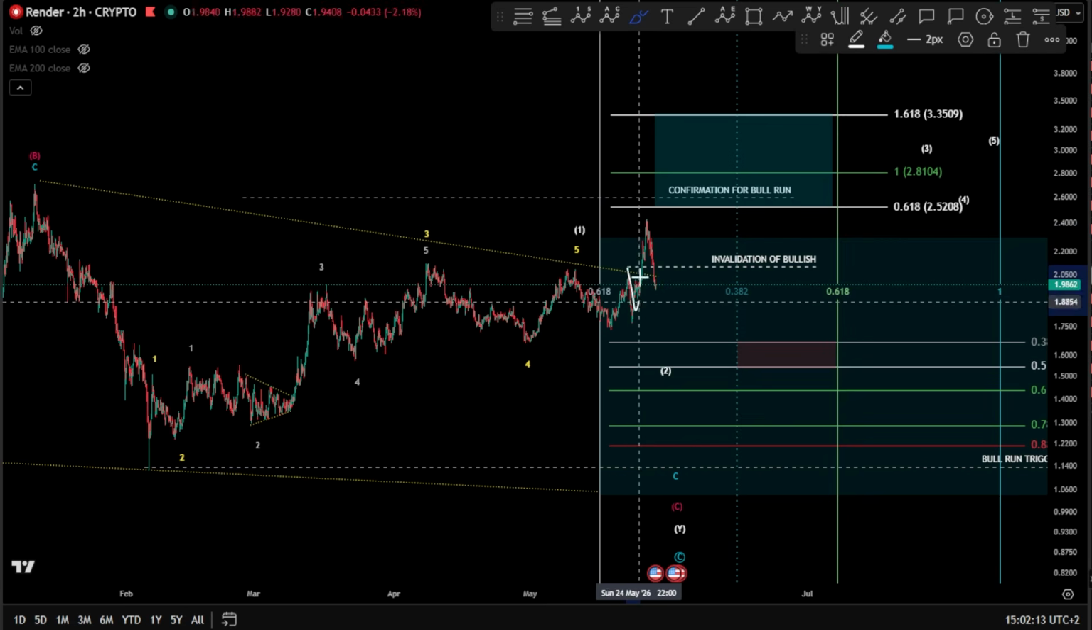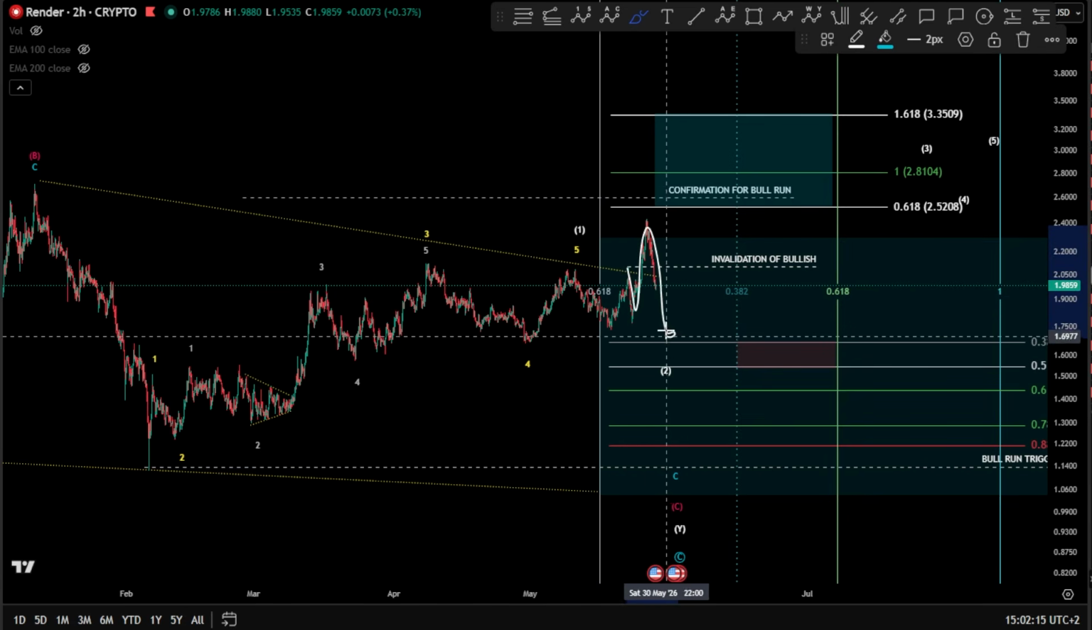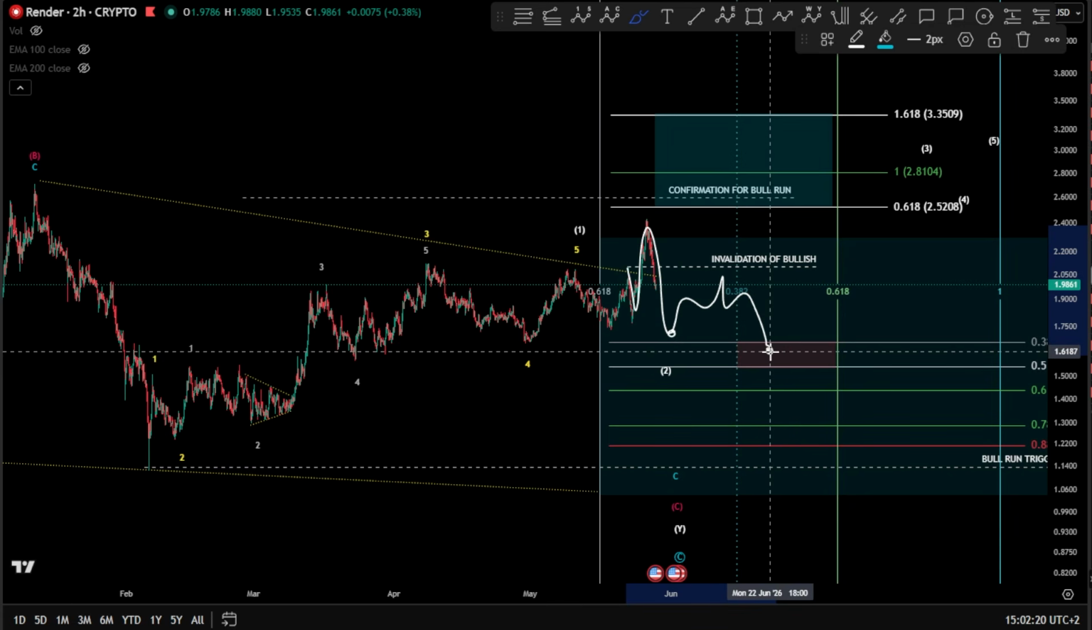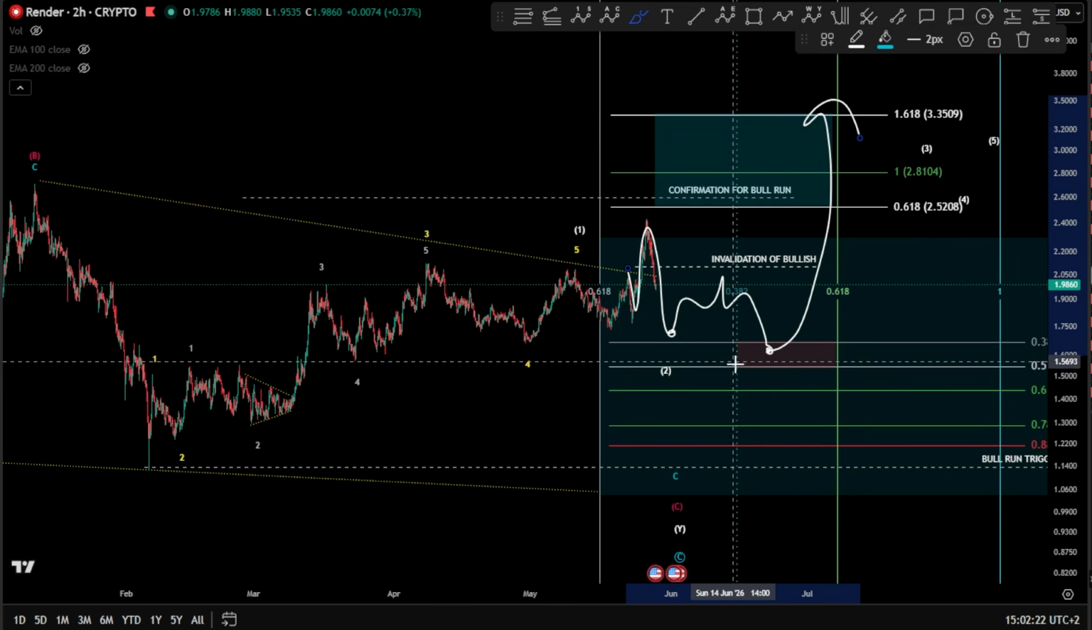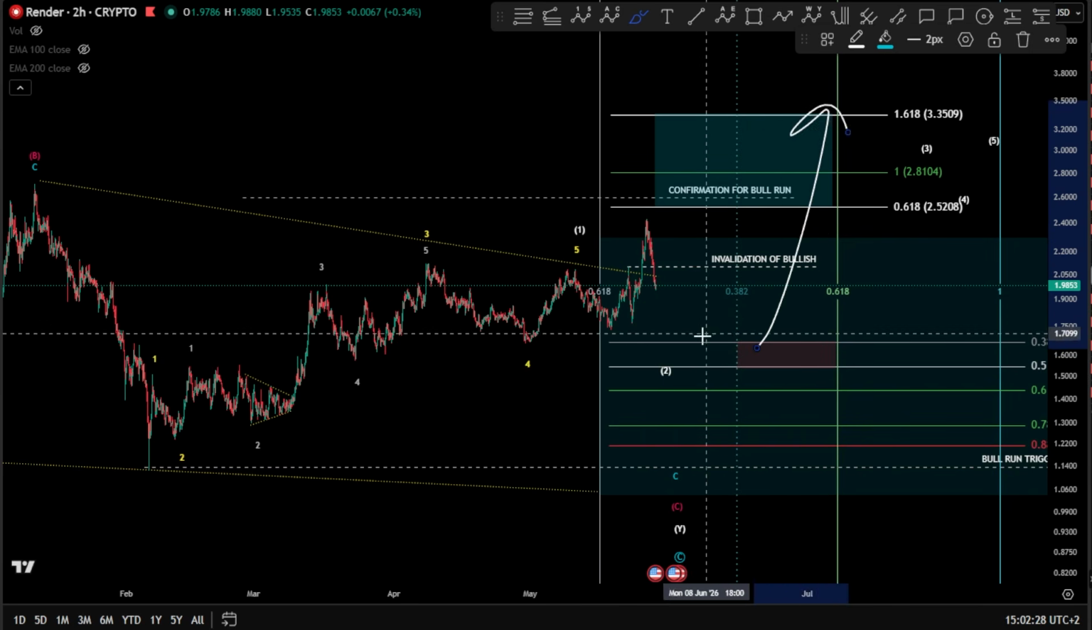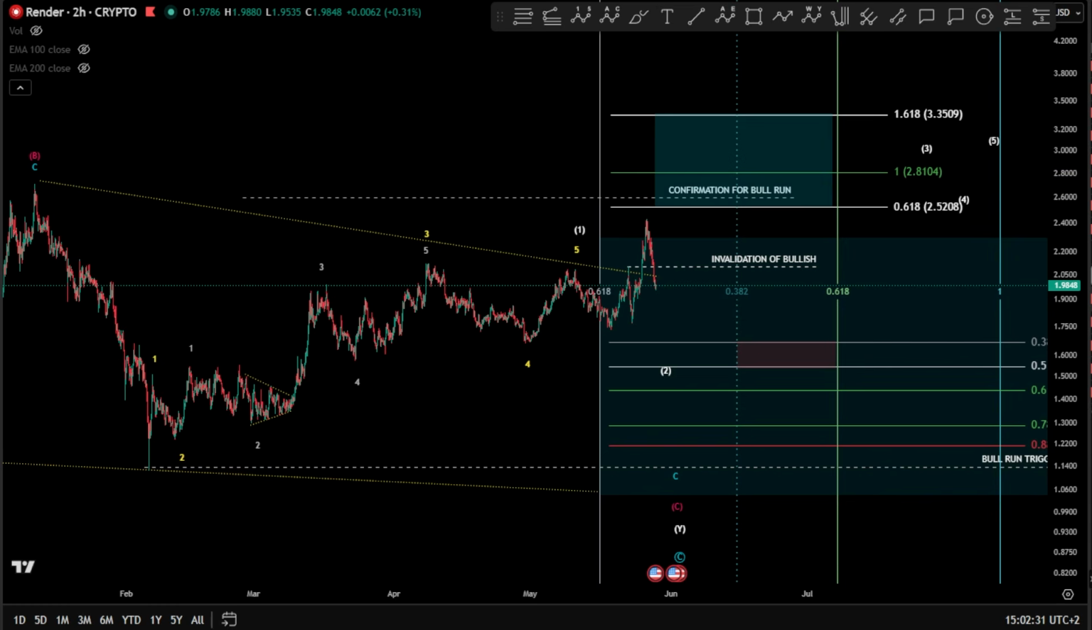So I would say the things might not be that easy directly to push higher again. That means if this is an expanding flat, it can be a W, then having an X and another wave Y to hit the timing before we push toward the upside. And we're talking here about June 16 as a minimum requirement of time to push higher again for Render, guys. Yep, so this is regarding Render.